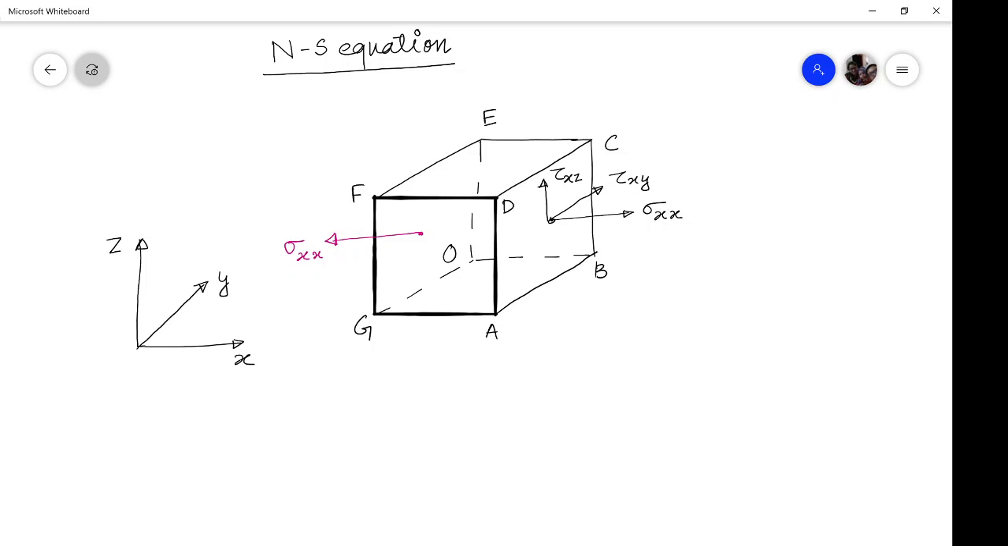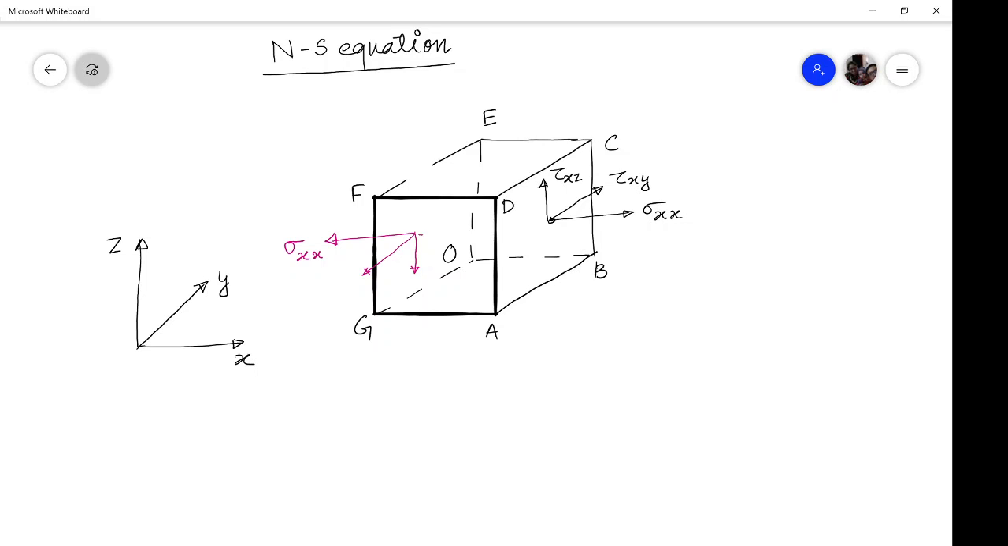Likewise, this is on the y face, on the negative x face in the negative y direction. And sorry, the z direction and the negative y direction. So these all will be positive. Likewise in the y face and the z face.